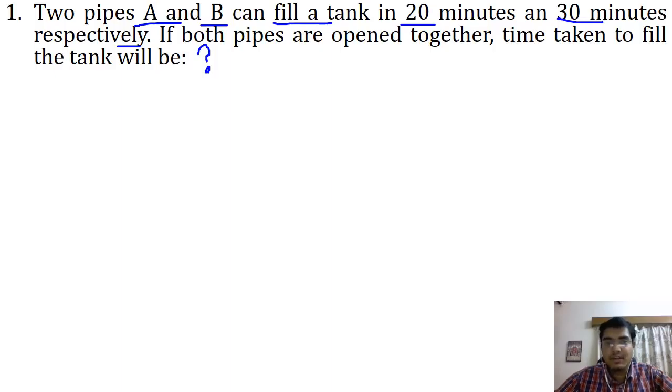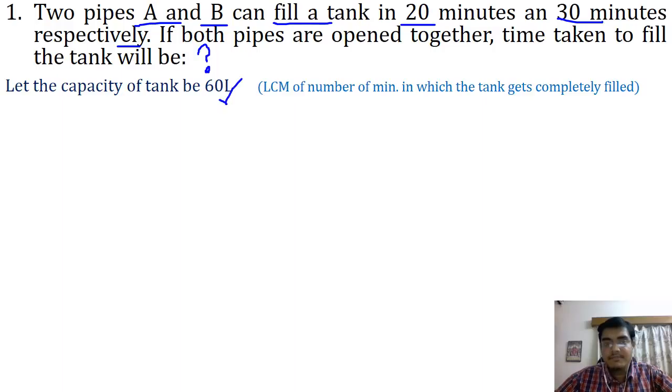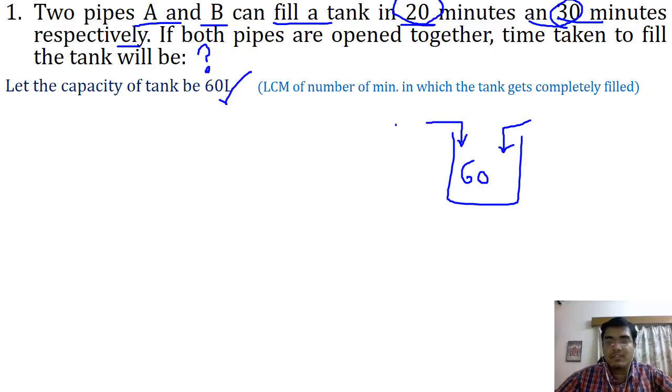Let us assume our work here, that is the capacity of the tank. Let it be 60 liters. Why? Because it is the LCM of 20 minutes and 30 minutes. So now we have a tank whose capacity is 60 liters. We have two pipes, one this one and other. Now this fills the 60 liters in 20 minutes and this one fills in 30 minutes.